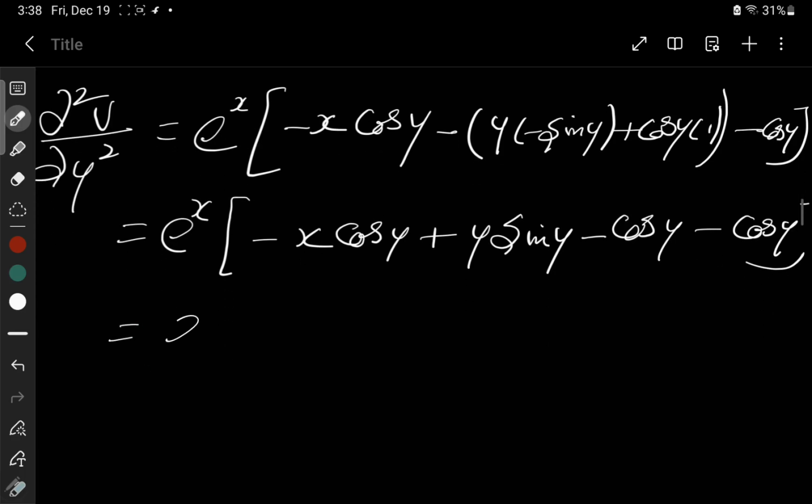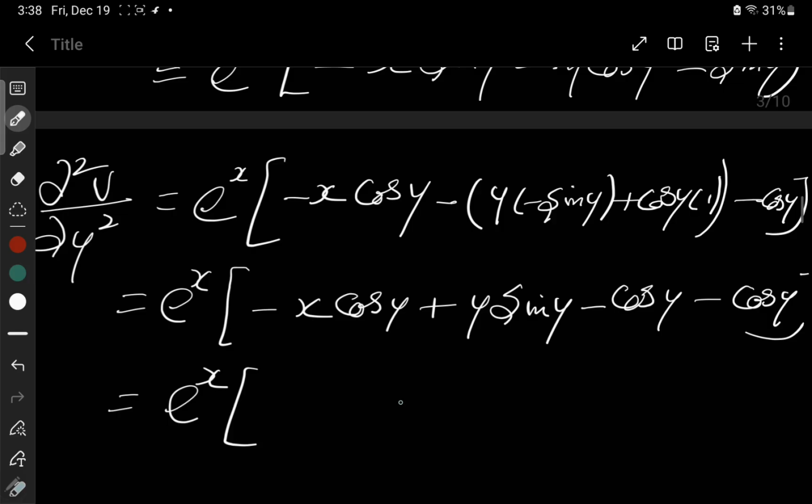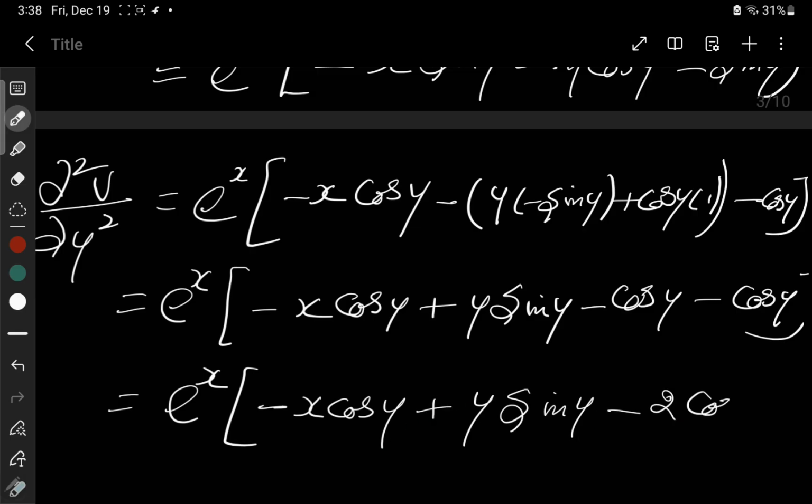So e power x, minus x cos y plus y sin y minus 2 cos y. So this is your dou squared v by dou y squared.